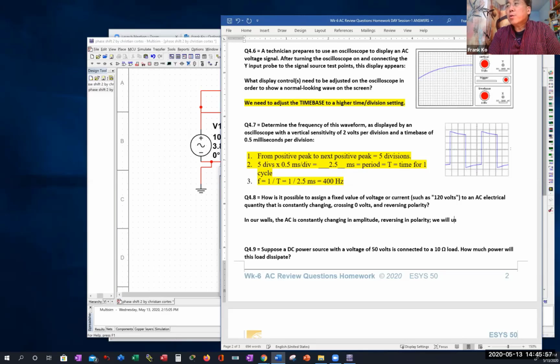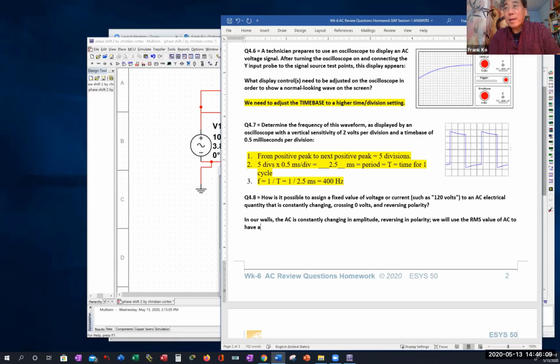We will use the RMS value of AC to have a constant value of voltage, and per our friends PG&E, that constant value of voltage equals... So what's that constant value of voltage that PG&E swears is correct on our utility bills we get each and every month? What is that value of voltage?